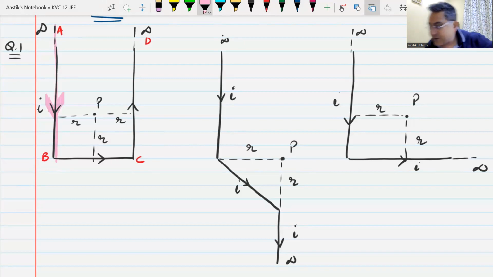Now for this pink wire, let me find the magnetic field. Let me call this B1. What will be the value of magnetic field B1? Let me write it in vector form so that I don't make a mistake. What will be the value of B1? Mu naught I by 4 pi r into 1 plus sine theta.